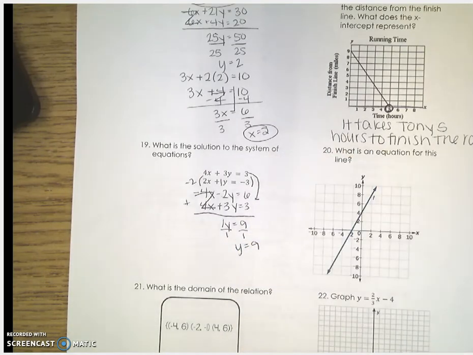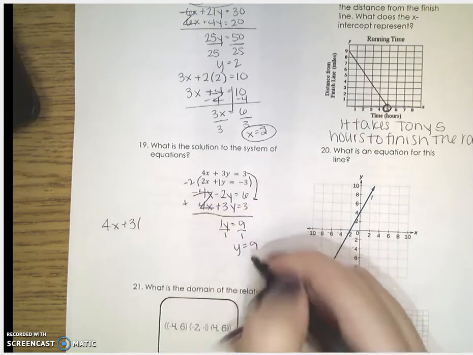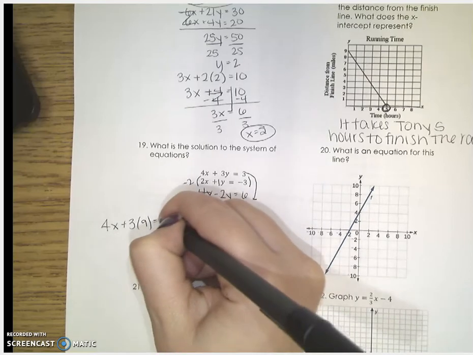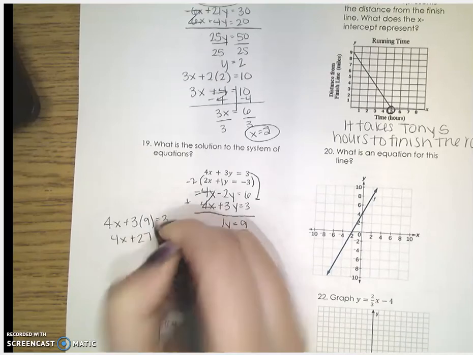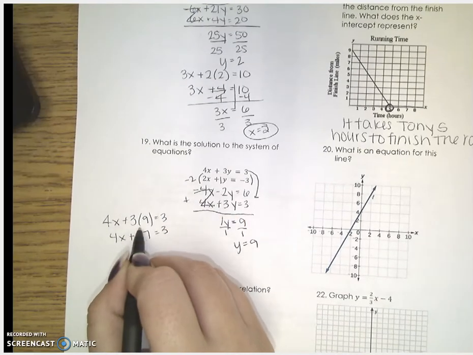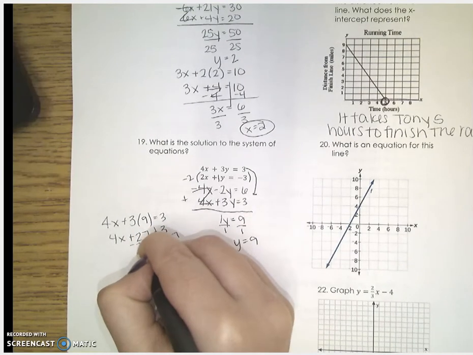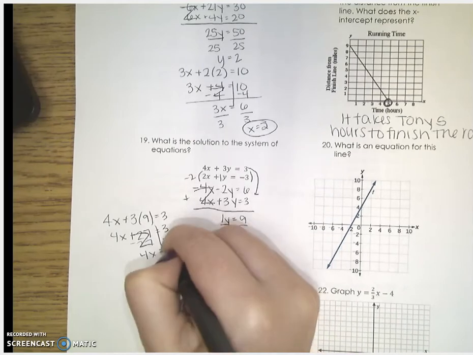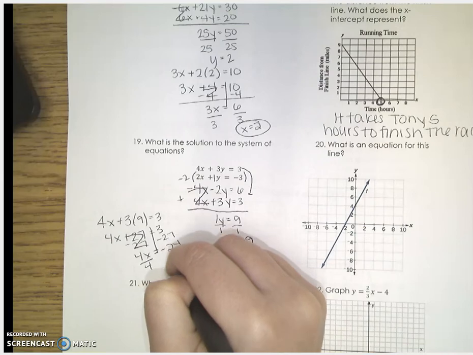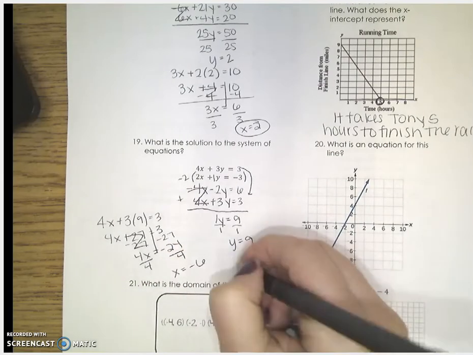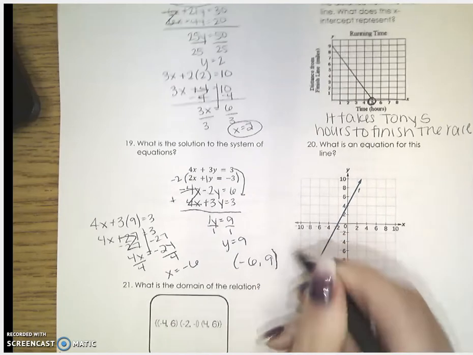To solve for x, I'm going to plug it back into the original equation. 4x plus 3 times 9 equals 3. 4x plus 27 equals 3. 3 times 9 is 27, so I just simplified that out. Subtract 27 from both sides. I get 4x equals negative 24. Divide by 4. X equals negative 6. I write my solution as a coordinate pair, negative 6, comma 9.